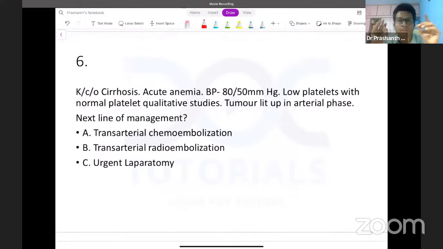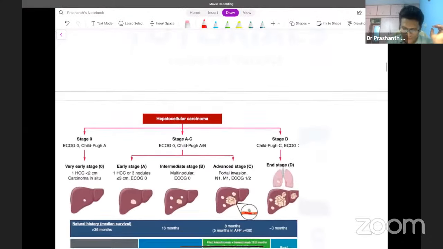The next question I would want to discuss is, a cirrhotic patient, anemia, BP is borderline. There are low platelets, but the qualitative study is normal. The tumor lights up in arterial phase. Next line of management. See, again, in these questions, some more details are not there. But what really helps you to answer the question is, if there is bleed within the tumor, what you could probably do. One is chemoembolization. More than chemoembolization, transarterial embolization is a treatment of choice.